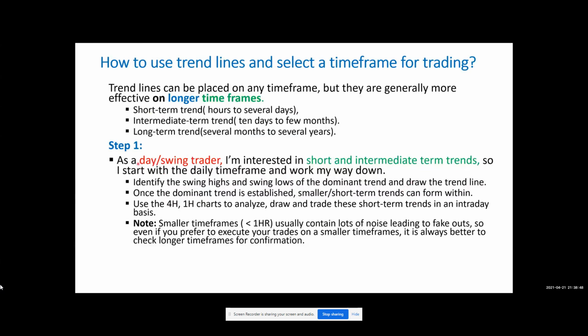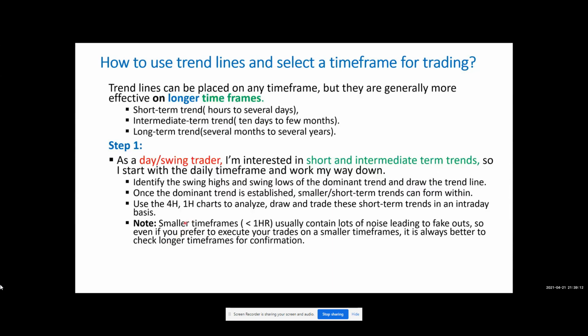Anyway, so let's look at the process of what it is that you need to be looking for. So step one, as a day and swing trader, I'm interested in short and intermediate term trends. So I start with the daily time frame and work my way down. Identify the swing highs and swing lows of a dominant trend and draw a trend line. So you can start with the daily time frame, which is what I usually do. I draw my trend lines.